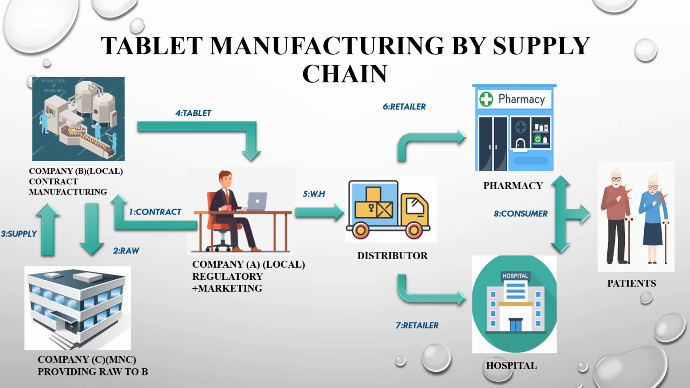Then the warehouse distributor takes manufactured units from the warehouse and transfers them to retailers, pharmacies, and consumers like patients and hospitals, and from the pharmacy and hospital the consumer takes these medicines. So there is a process of supply chain in manufacturing.